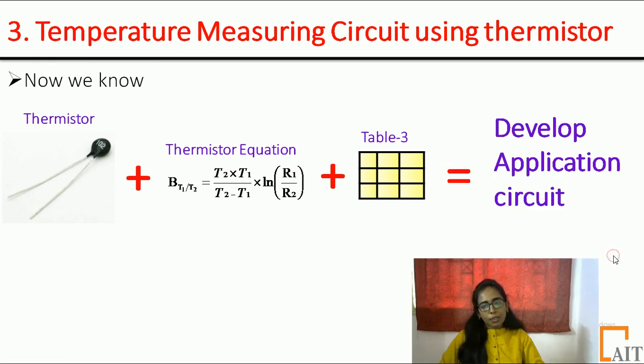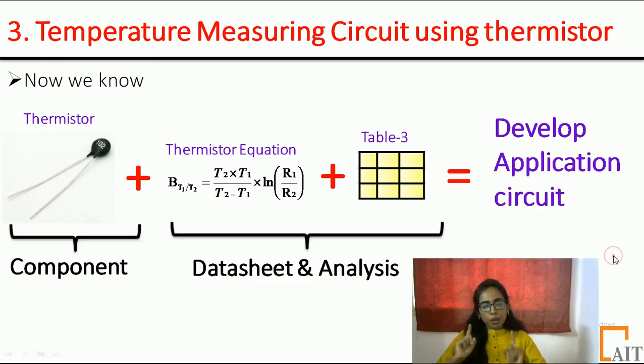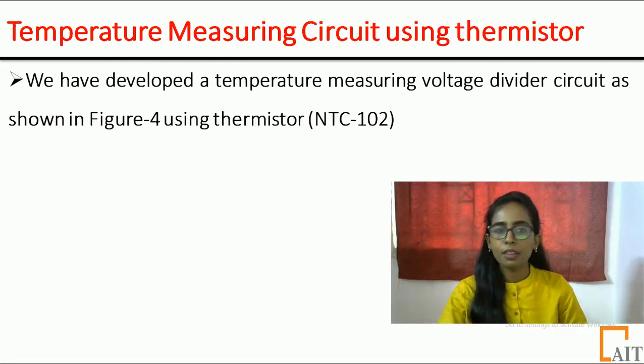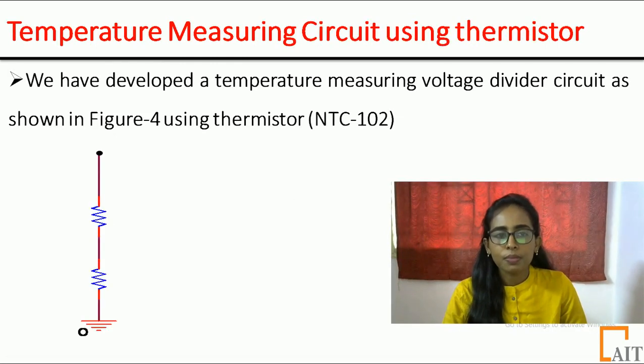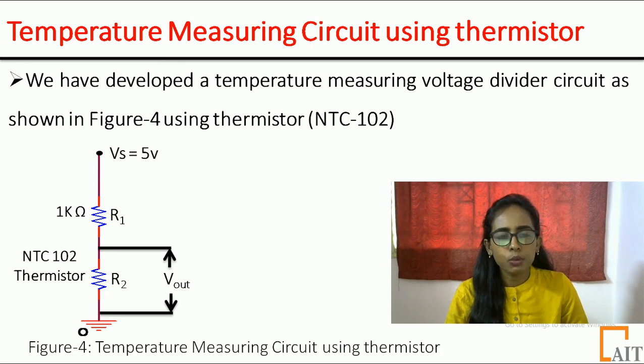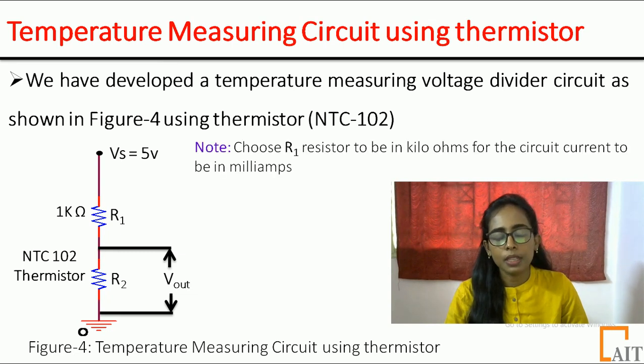Then we can develop an application circuit. Meaning that if you know about the component and if you are able to do some analysis using a data sheet, then definitely you are ready to build an application. Now we are building an application using a simple voltage divider circuit, and it's shown in the figure. We just have 2 simple components: one is your R1 resistor, a 1 kilo ohm resistor, and the other one is your NTC 102 thermistor R2.